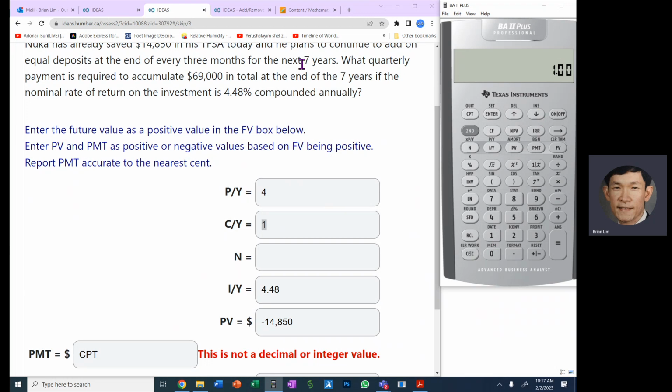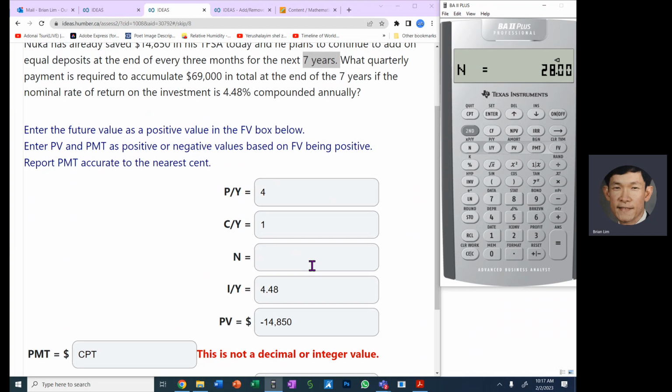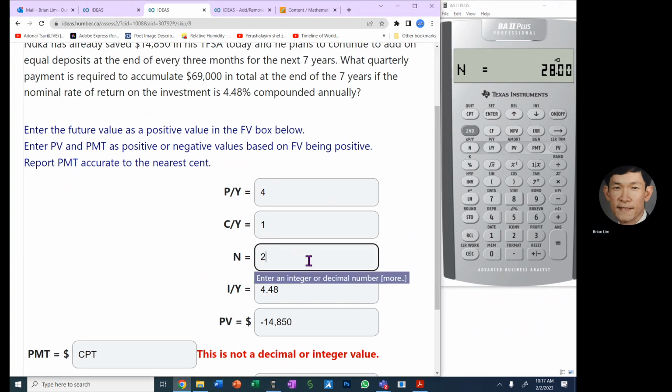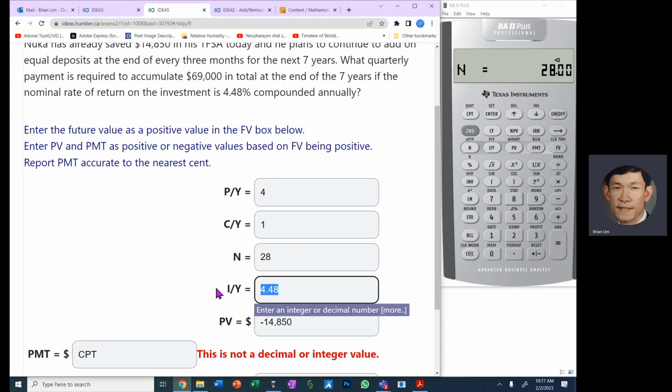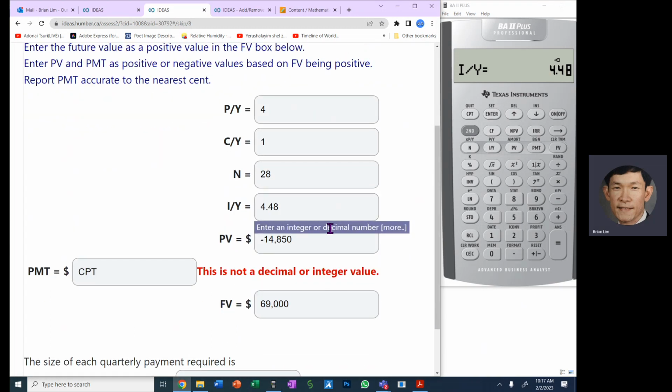So how many years? It's the next 7 years, right over here. So we enter 7, second, N. That N value is 28. Interest is 4.48, so we can enter that, 4.48. And the present value is 14,850.